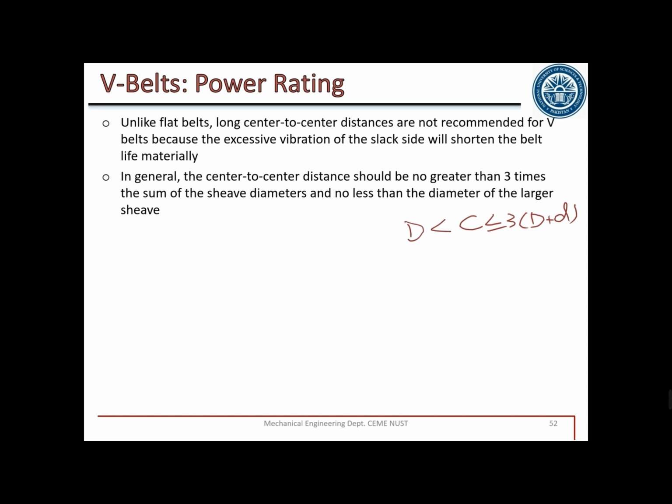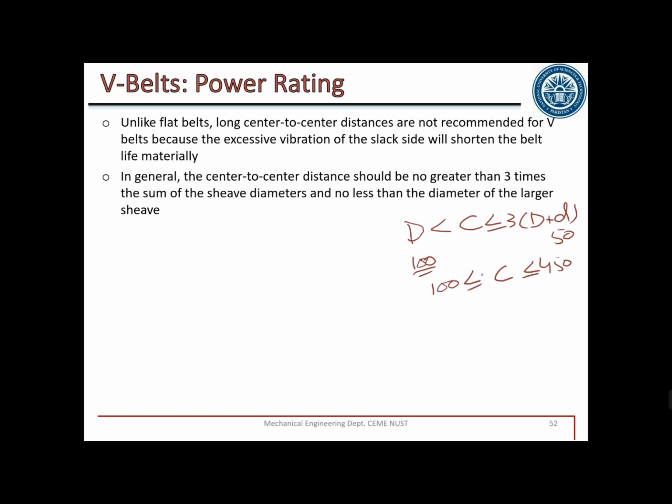So if for your problem you don't know either C or L and you have to make a guess, I suggest you keep a value in between. For example, if the capital D is 100 mm and the smaller diameter is 50 mm, I'm just taking a blind guess, the sum is 150. So the minimum value of C will be 100 and the maximum value of C will be 150 times 3, that is 450.